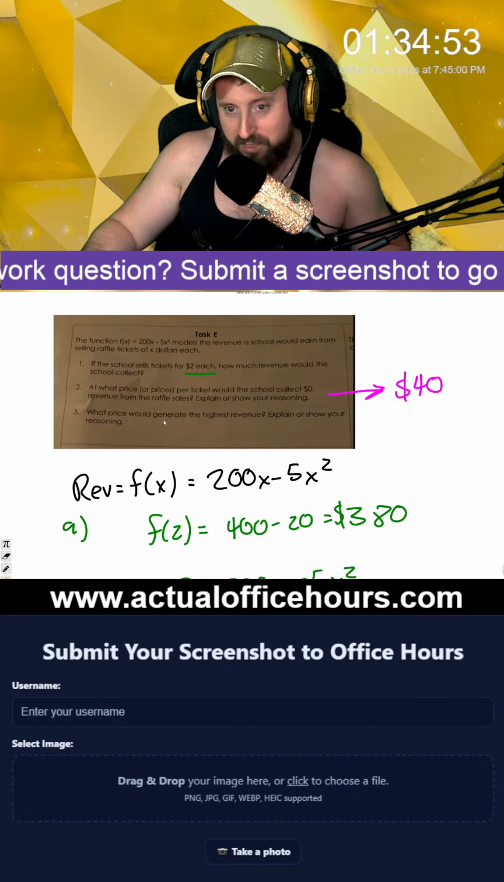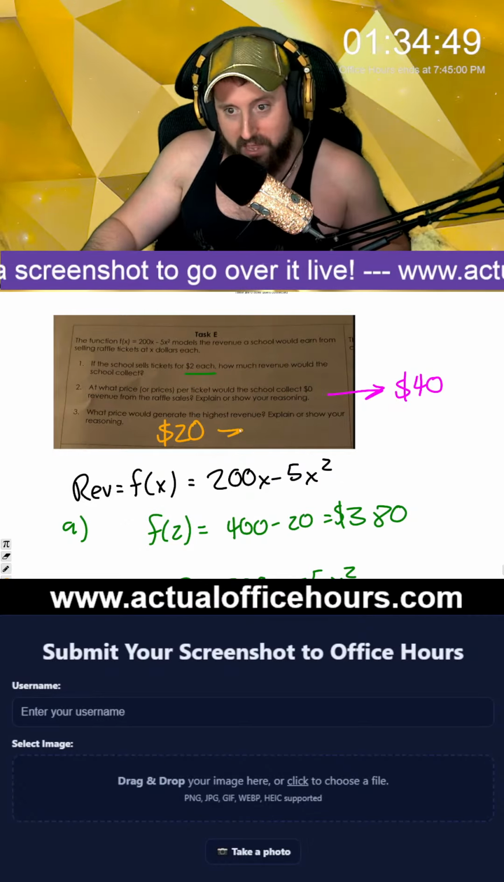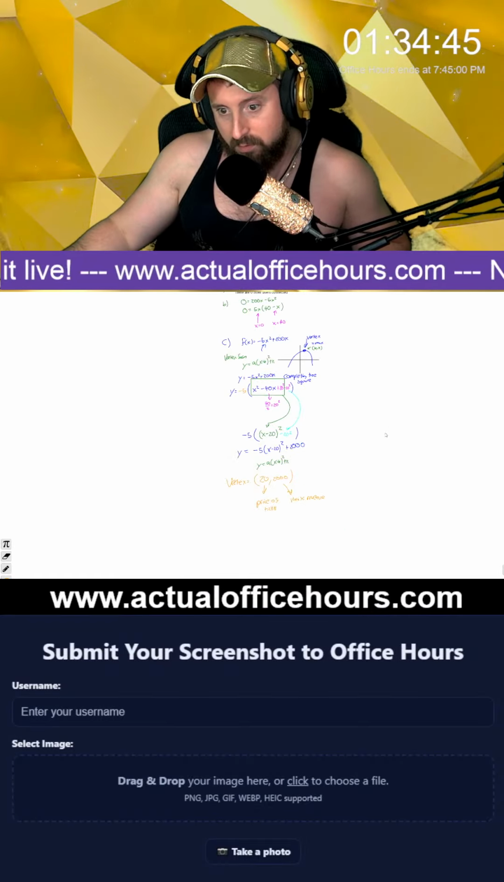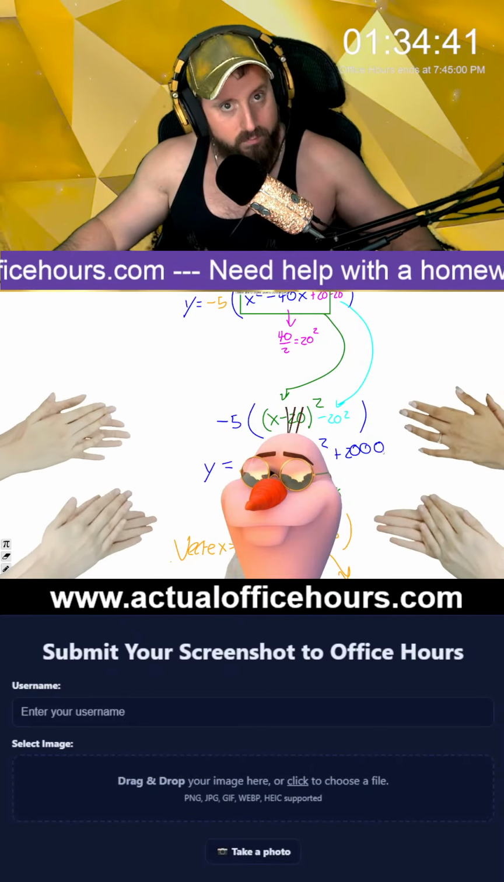So what price would generate the highest revenue? $20. And then how much revenue would that generate? That would generate $2,000. Nice. Okay, cool. Good question. That's dope.